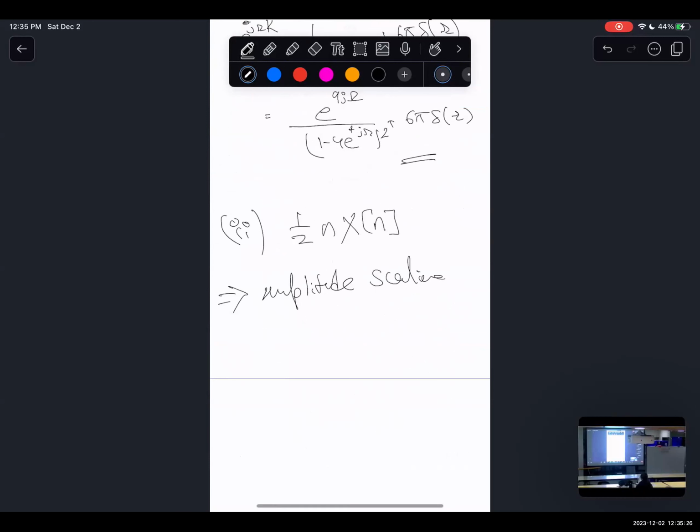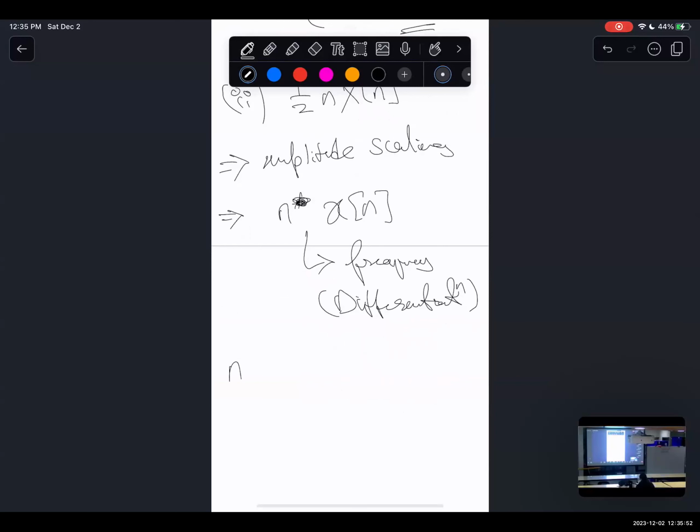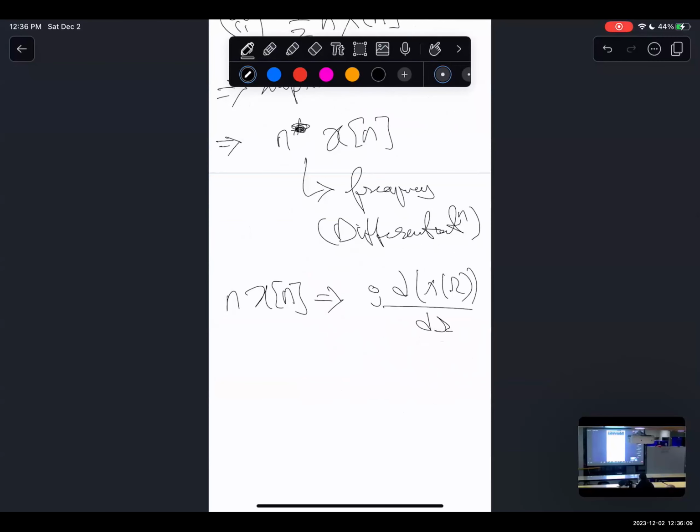We have amplitude scaling here. And then we have n times x of n, and this property is frequency differentiation. So when we have n times x of n, our transform is going to be j d X of omega by d omega. The property might be slightly misprinted, but yes, it is d omega. Let's do it. Our X of omega is 1 by 1 minus 4 e to the power minus j omega squared, differentiated by d omega.